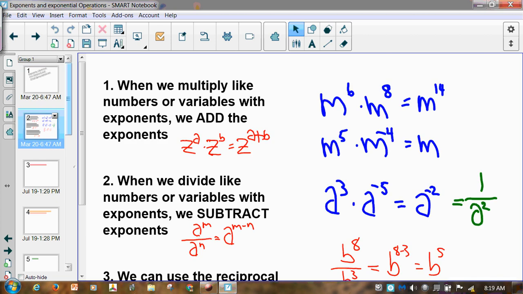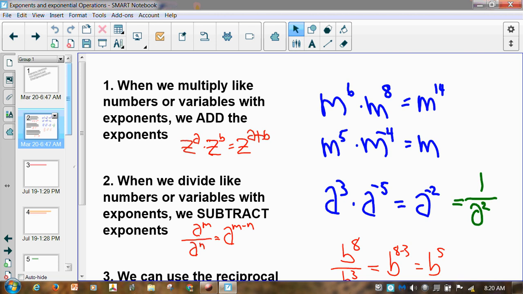And the first thing here is when we multiply like numbers or variables. Now, when I say like numbers or variables, I'm saying it has to be the same variable representing the same value. And then if we multiply these variables with exponents, we add the exponents. So as you can see in this red example, z to the a times z to the b equals z to the a plus b.